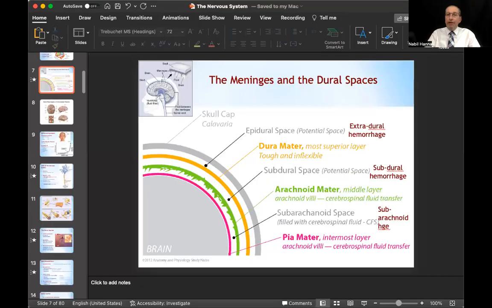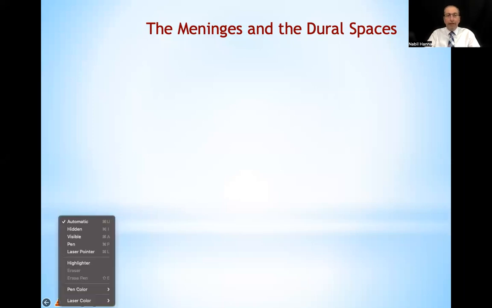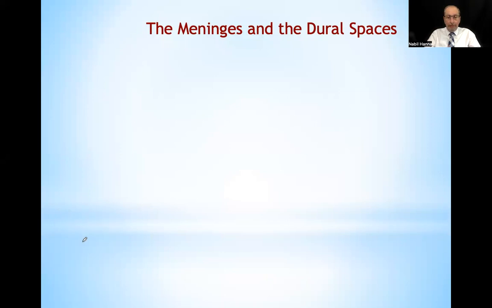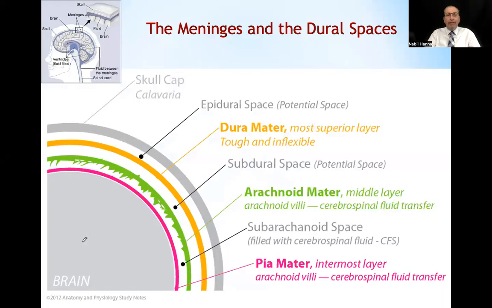Now we'll talk about an important topic in the nervous system, which is the meninges, dural spaces, and types of dural hemorrhages. So what are the meninges? The meninges, like the wrapping paper, 3 layers of wrapping paper, is found around the brain in the skull and around the spinal cord in the vertebral canal.